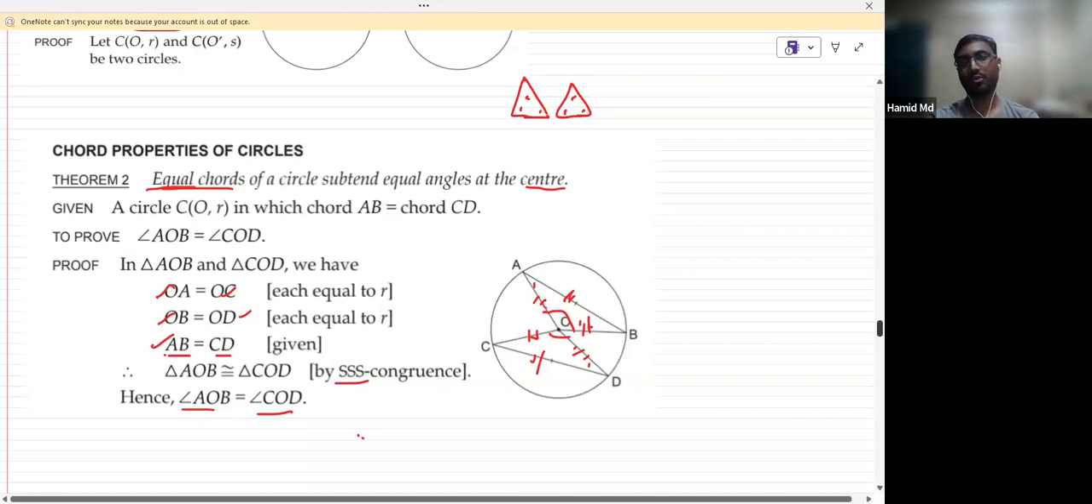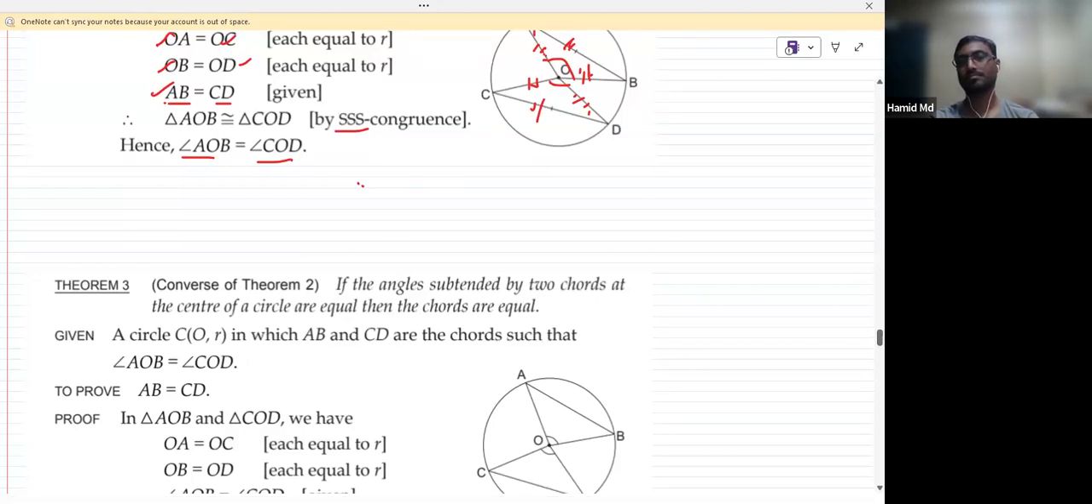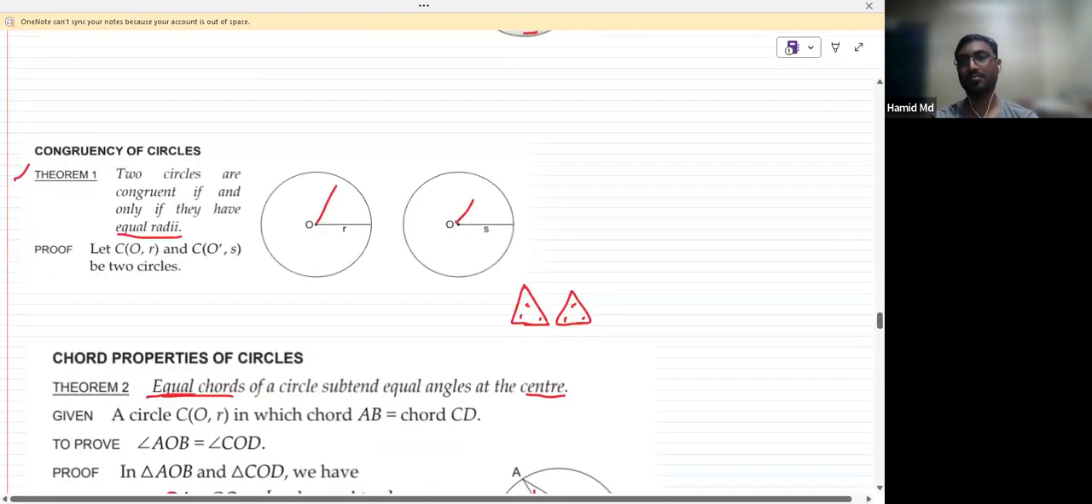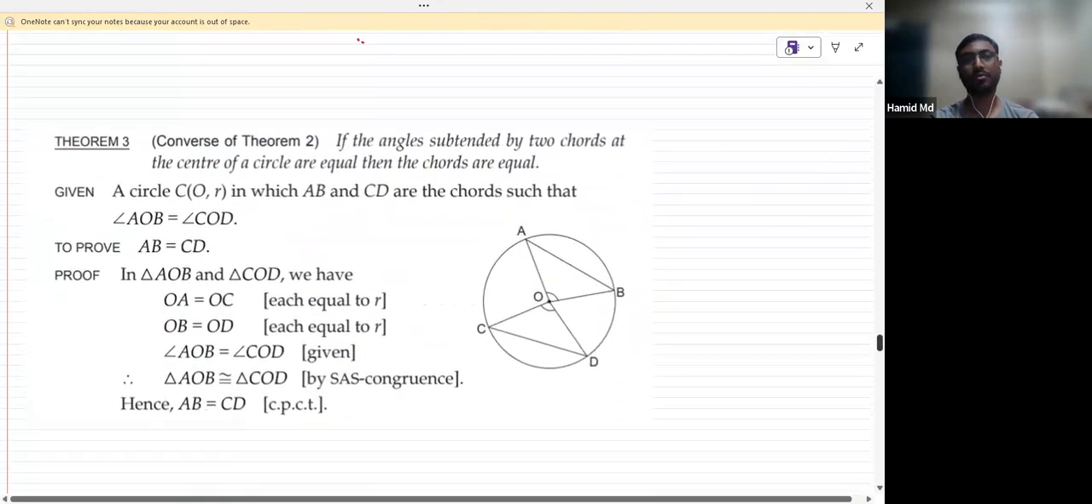But what was my point to listen was this: if the angles are equal, then the chords are also equal. Reversing it, it's true. Yeah, it's true. So if you want to write down the proof, that's it.